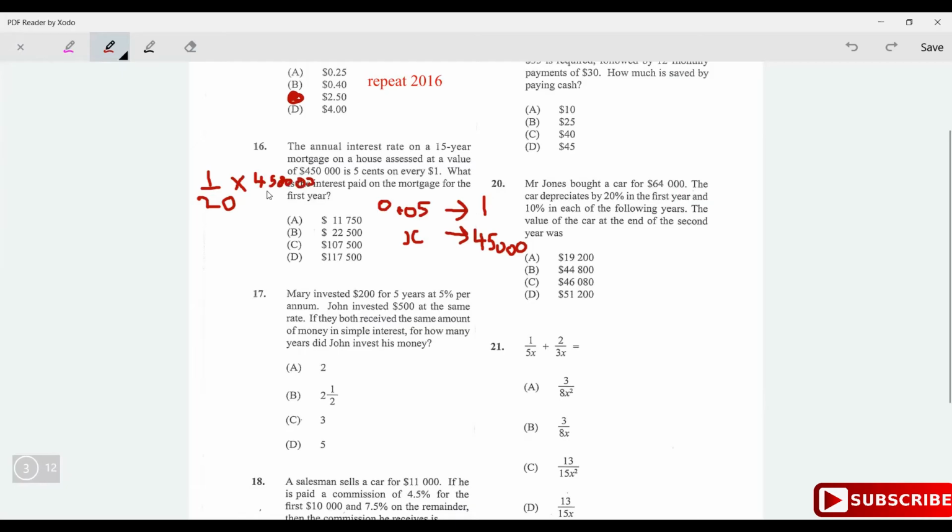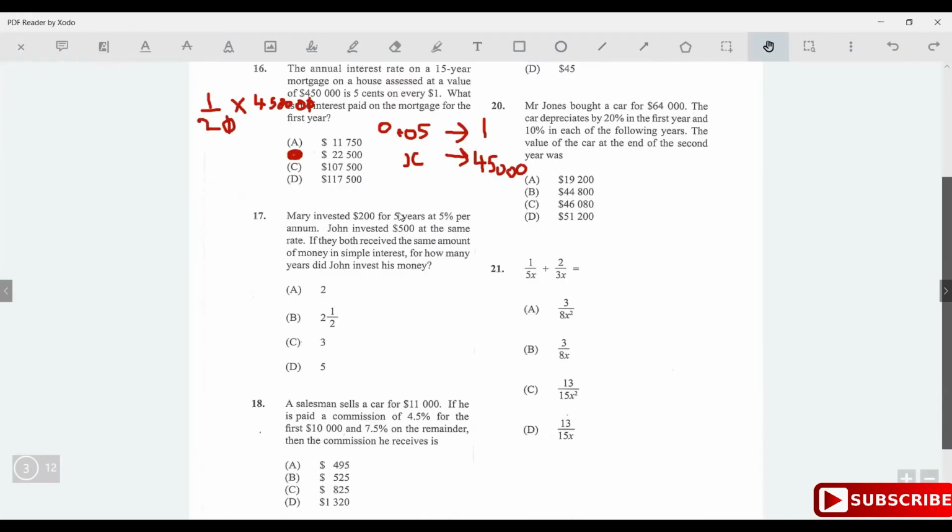This 0 cancels this 0, and so we get 4,500 divided by 2, and I'm getting 22,500. All right, when you divide this by 2, you get 22,500. Nice, easy question.